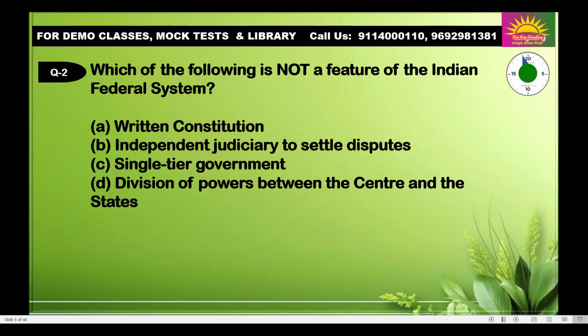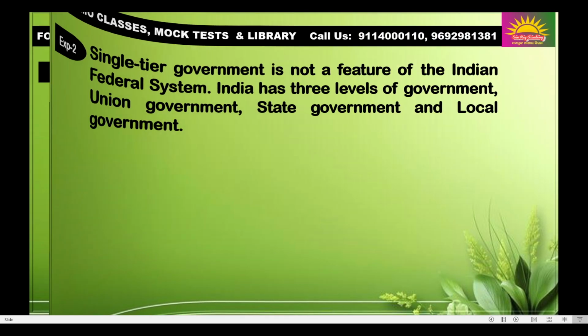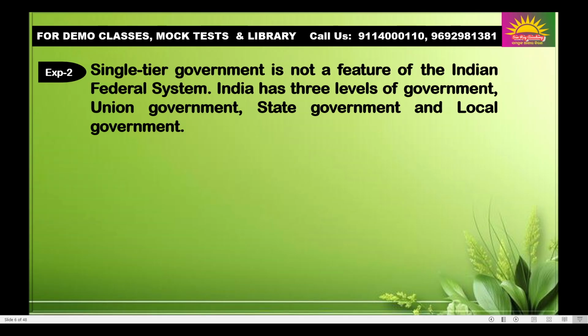Question number 2. Which of the following is not a feature of the Indian federal system? Written constitution, independent judiciary to settle disputes, single tier government, division of powers between the center and the state. Answer C, single tier government. Single tier government is not a feature of the Indian federal system. India has three levels of government: union government, state government, and local government.